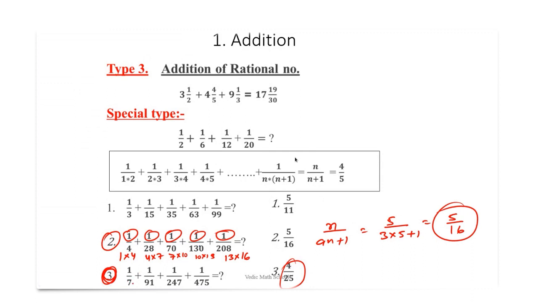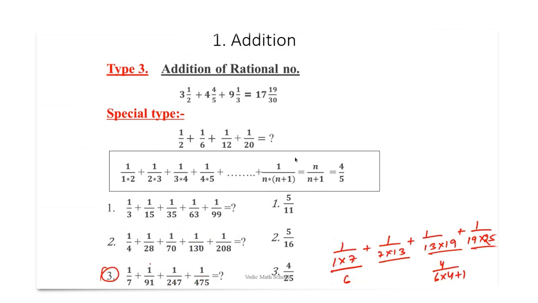Right? And how many terms are there? 4 terms. So if you check it, this is 1 into 7, this is 7 into 13, right? This is 13 into 19. This is also the same pattern. So what am I going to do? I'm going to count the number of terms. There are 4 terms here, and the gap is 6. Multiply with 4. Why? Because value of n is 4, and plus 1. Simple. So 4 upon 25. Clear? Now solve the next question.